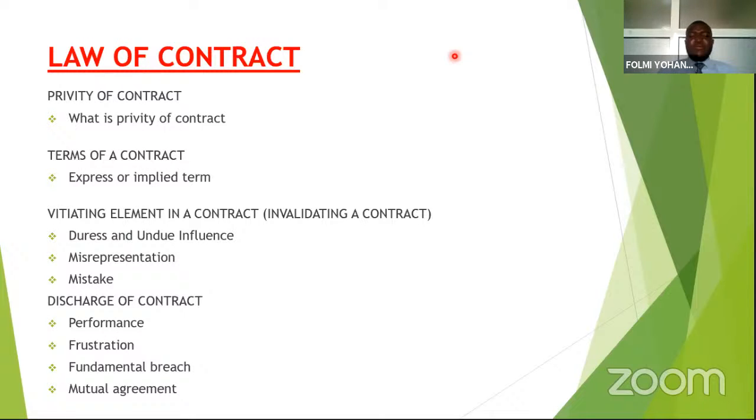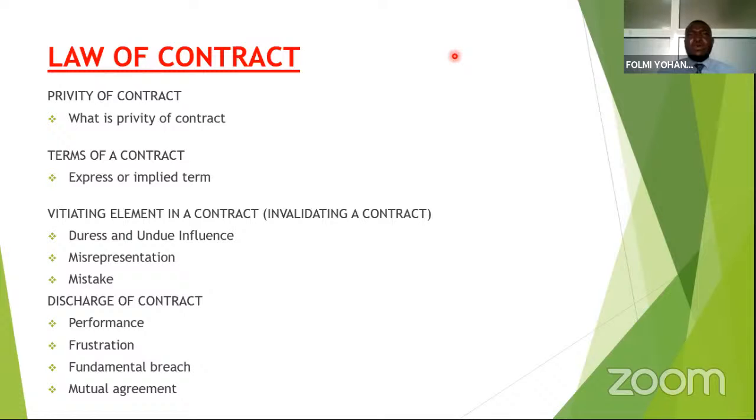So that kind of contract is invalid because first there is no consensus to enter into the contract, because there was no legal intention by parties to be bound by the contract, because parties were forced to enter into such contract.